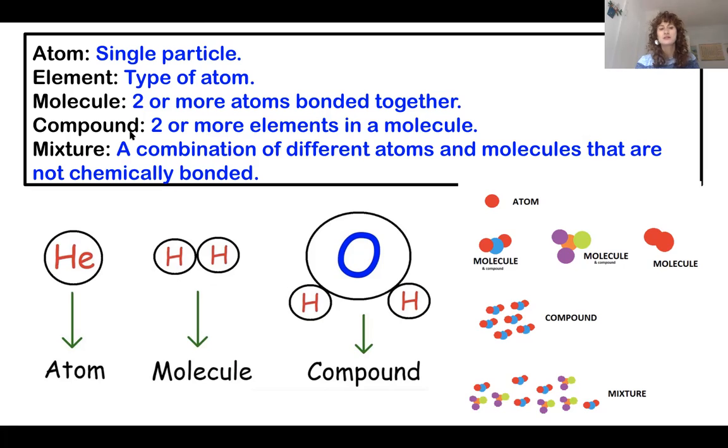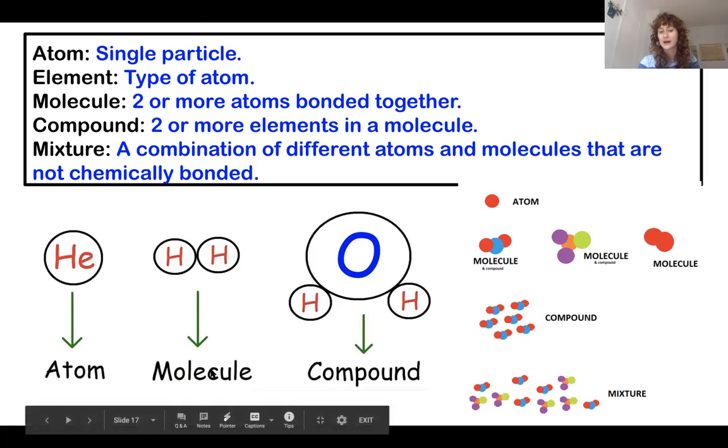Now, a compound is a type of molecule that has more than one element in it. So it can have 2 elements in it, it can have 5 elements in it, it could have 100 elements in it. I don't think there are any with 100 elements, but it could. So this is an example of a compound because it has oxygen, O, and it has hydrogen, H. So if we take more than one element and put them together that makes a compound. So this is a molecule because it's more than one atom, and it's a compound because it's also more than one element.